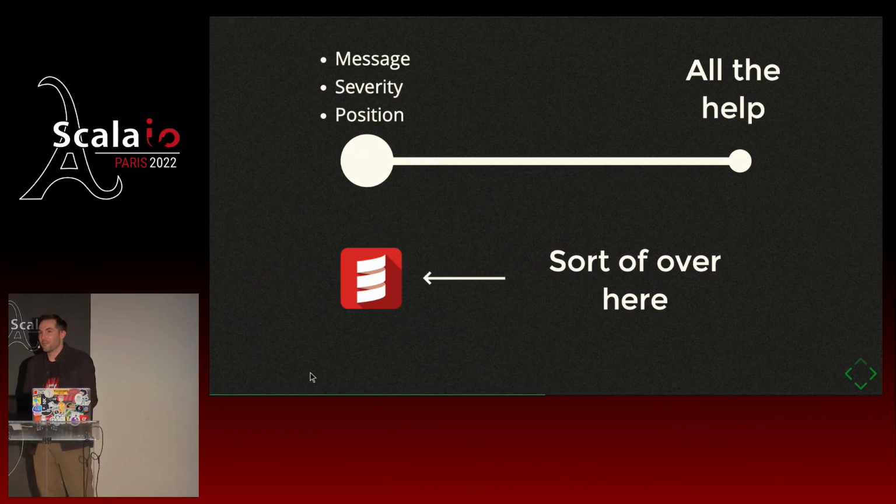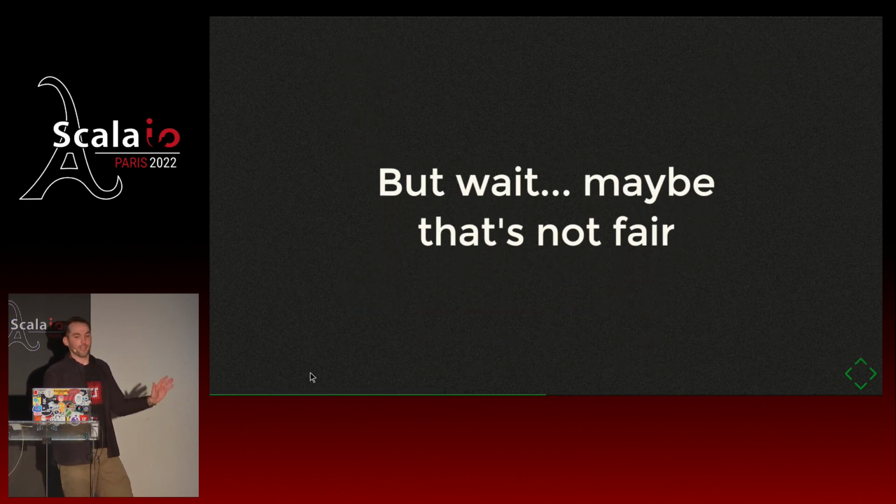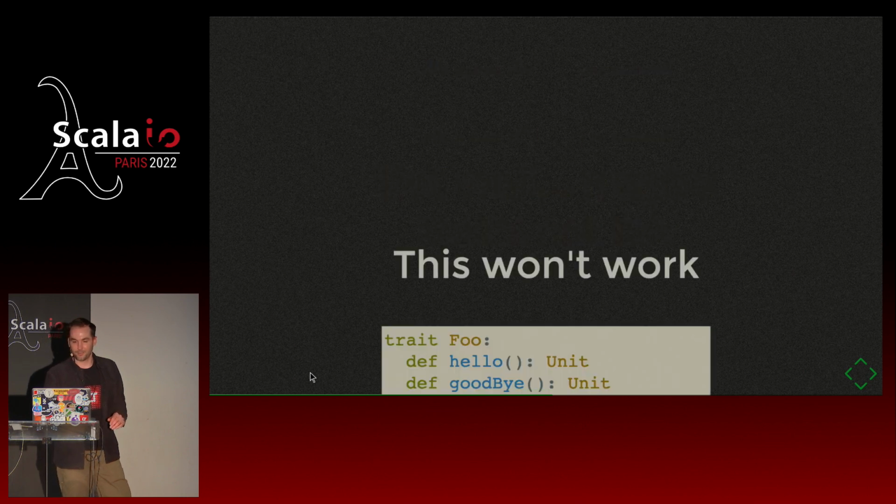So now that we have seen the actual structure of what a diagnostic looks like, from the compiler all the way to your editor, where on the scale does Scala fall? I would say, if this was the scale, Scala sits way over here because it implements the bare minimum of what makes up an actual useful diagnostic. But wait a second, maybe that's not fair. Maybe there are some more steps to this, right?